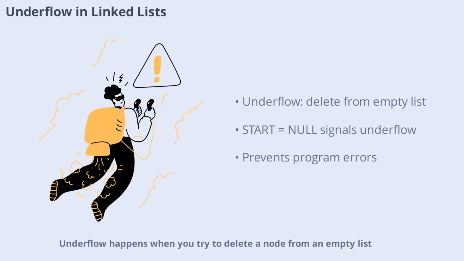Underflow happens when you try to delete a node from an empty list. In this situation, the program typically prints an underflow message. Underflow is detected when the start pointer is null and a deletion is attempted. Handling underflow properly prevents errors and ensures the stability of your program. It's a basic but important part of managing linked lists, especially in applications where frequent deletions occur.